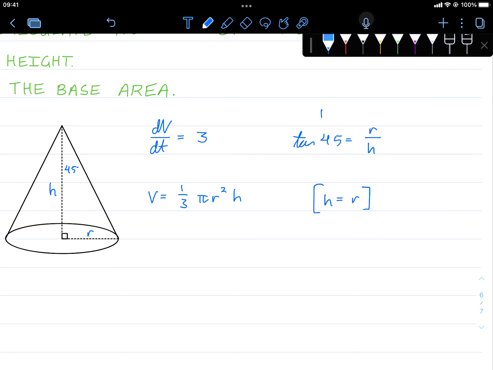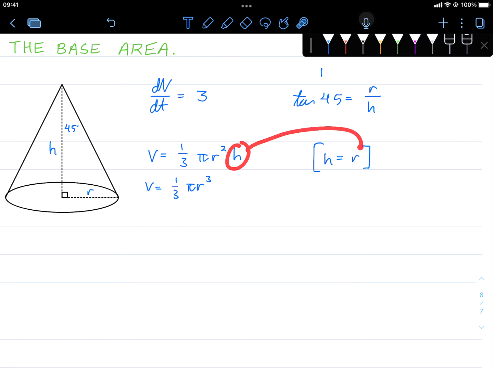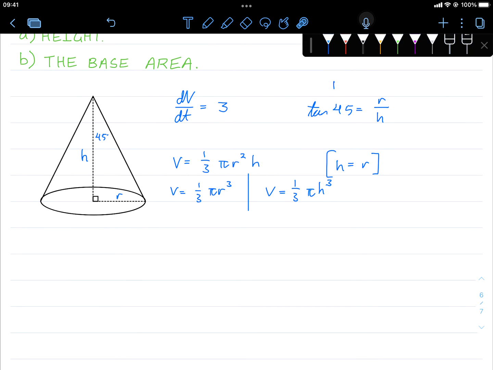Now from here, we can actually change this volume formula into one of two different ones. We get 1/3 pi r cubed, because h is now r, or we can get volume, put a little line, volume equaling 1/3 pi h cubed. So there are two possible formulas for the volume of this particular cone.